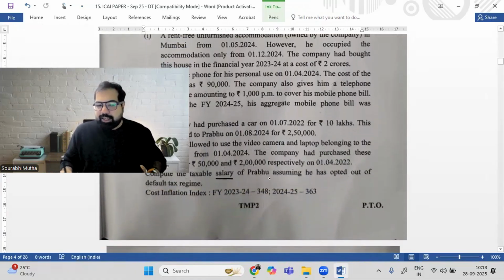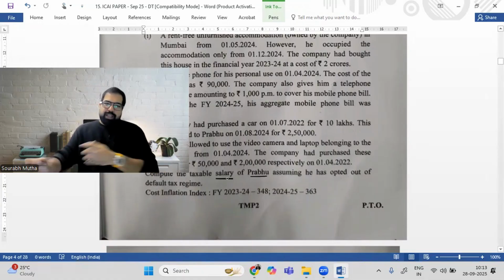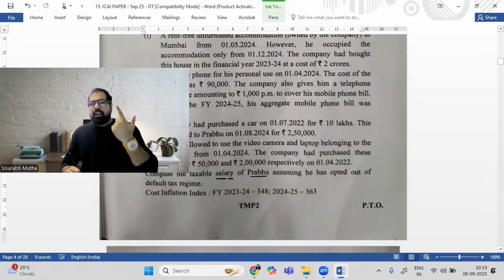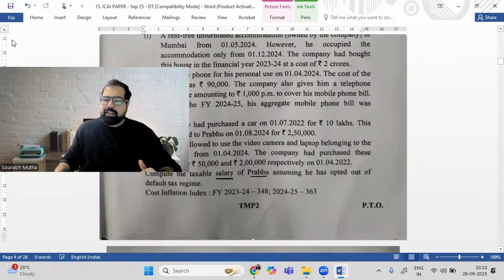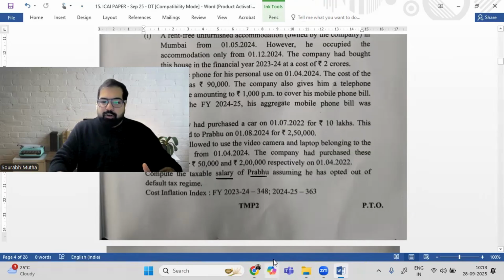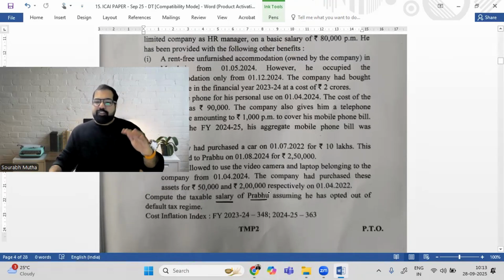Compute taxable salary, guys. The moment I see salary, in my mind it is SAP and SEP. First, we will do SAP. That is any salary you get, any allowances you get, any perquisites you get, you will add, you will minus whatever, and then you will minus the deduction SEP. And he has opted out of the default tax regime. That means the old regime. That means he will get a standard deduction of only 50,000.